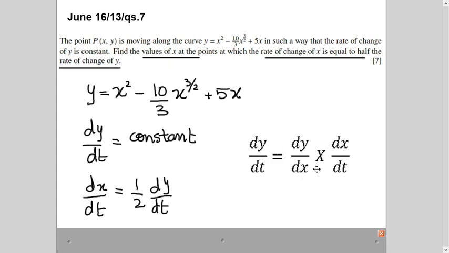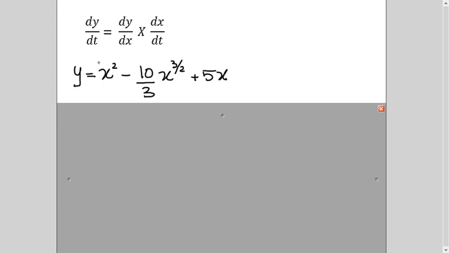So now dy over dx, I will get by differentiating this equation with respect to x. I will show you in the next slide. And in place of dx over dt, I can write half dy over dt. So then in this whole equation, I will have only dy over dt, right? So we will see how it works. So now let's differentiate this equation so that we can plug in over here.